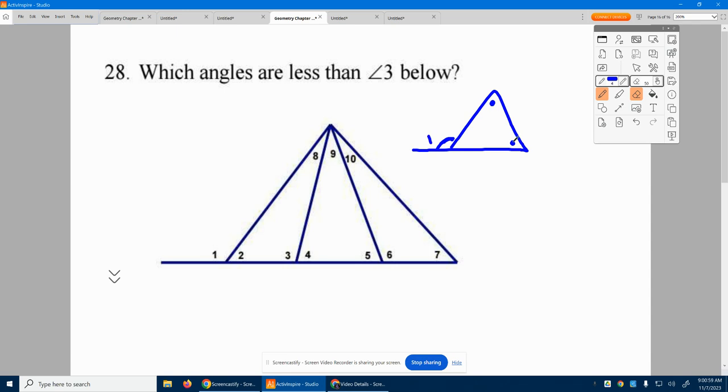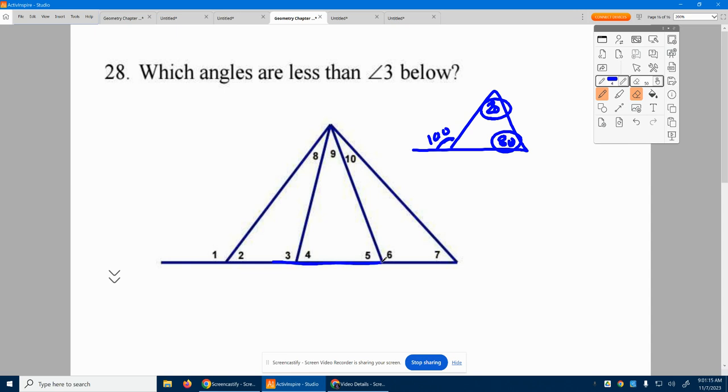I mean, if you think about it, this is 100, and this was 80 and 20, because 80 plus 20 adds up to 100. The 100 has got to be bigger than the 80 and the 20. It's bigger than each one of them individually. So they're talking about angle 3 here. So what is he the exterior angle to?